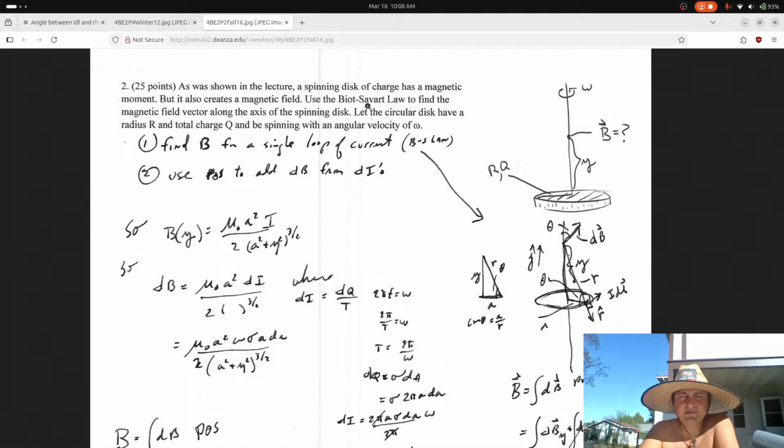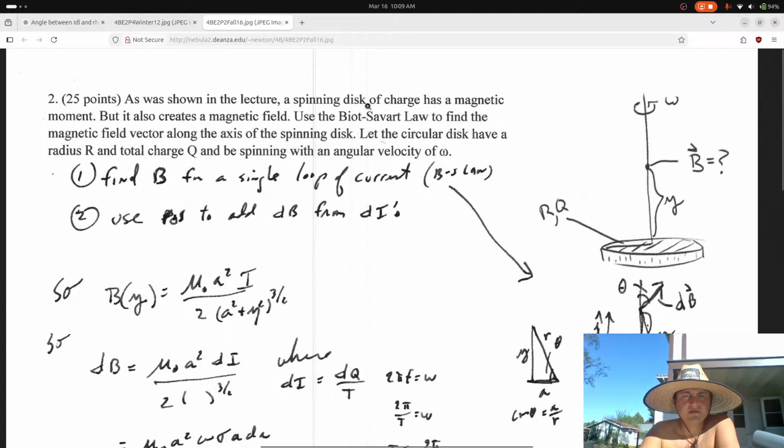As was shown in the lecture, a spinning disk of charge has a magnetic moment. Okay, it's spinning with omega. I think this is the same problem. Okay, good. This is an opportunity to do it again. So the total charge is Q. This radius is R. Let the circular disk have a radius R and total charge Q, be spinning with an... Here he gives no hints, so you really got to figure this out.